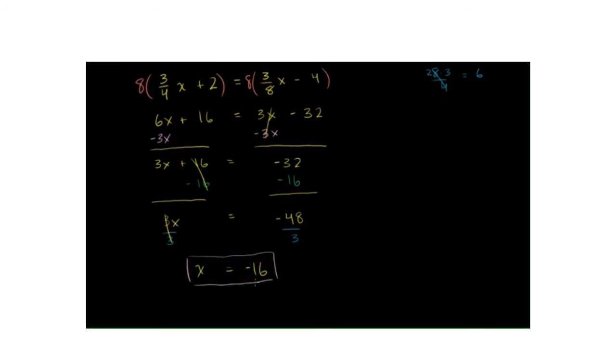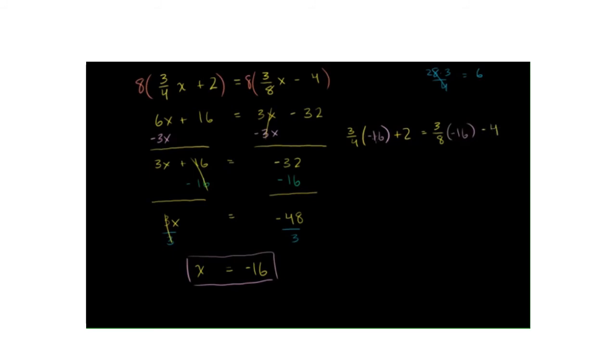So let's make sure that this actually works by substituting into the original equation up here. And the original equation didn't have those 8's out front. So let's substitute in the original equation. We get 3/4 times -16 plus 2 needs to be equal to 3/8 times -16 minus 4.